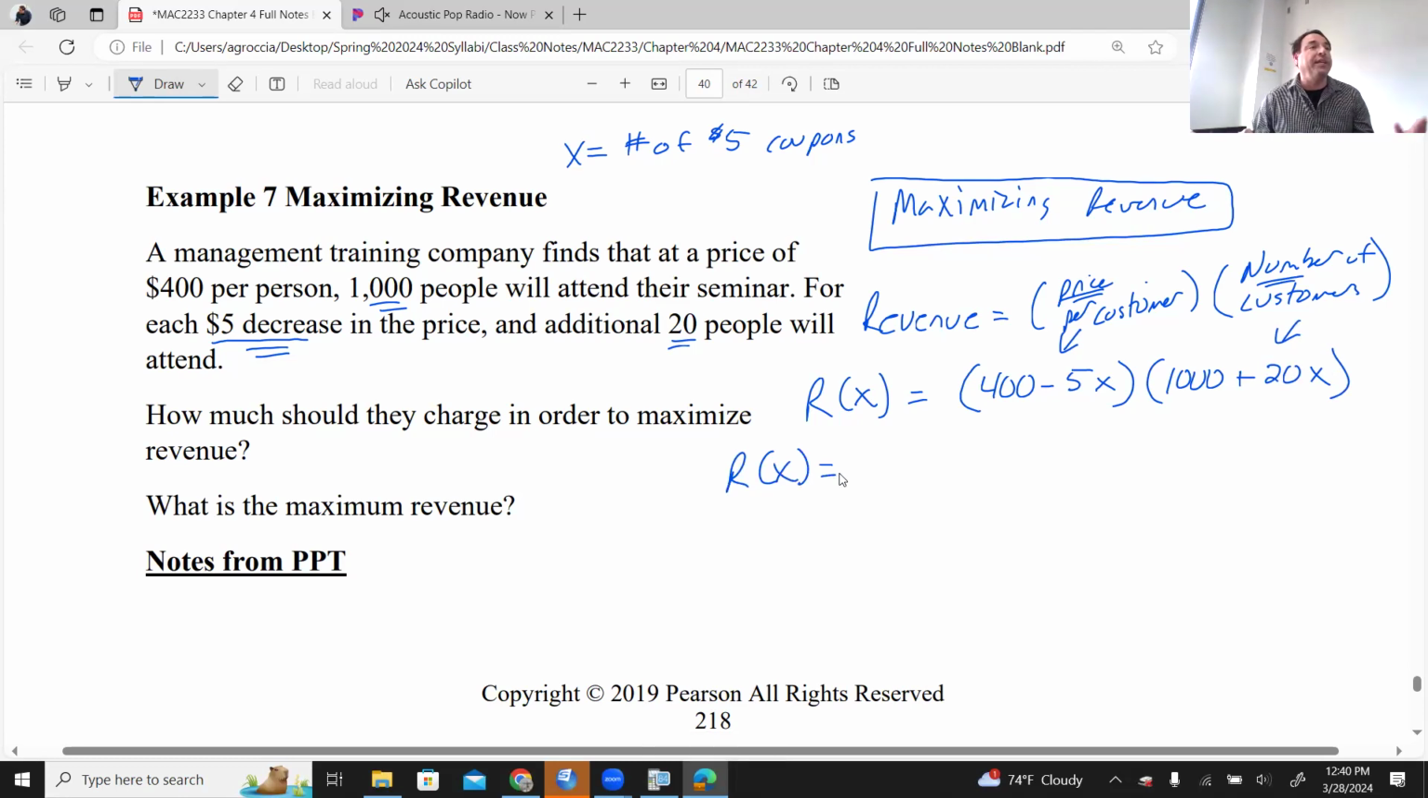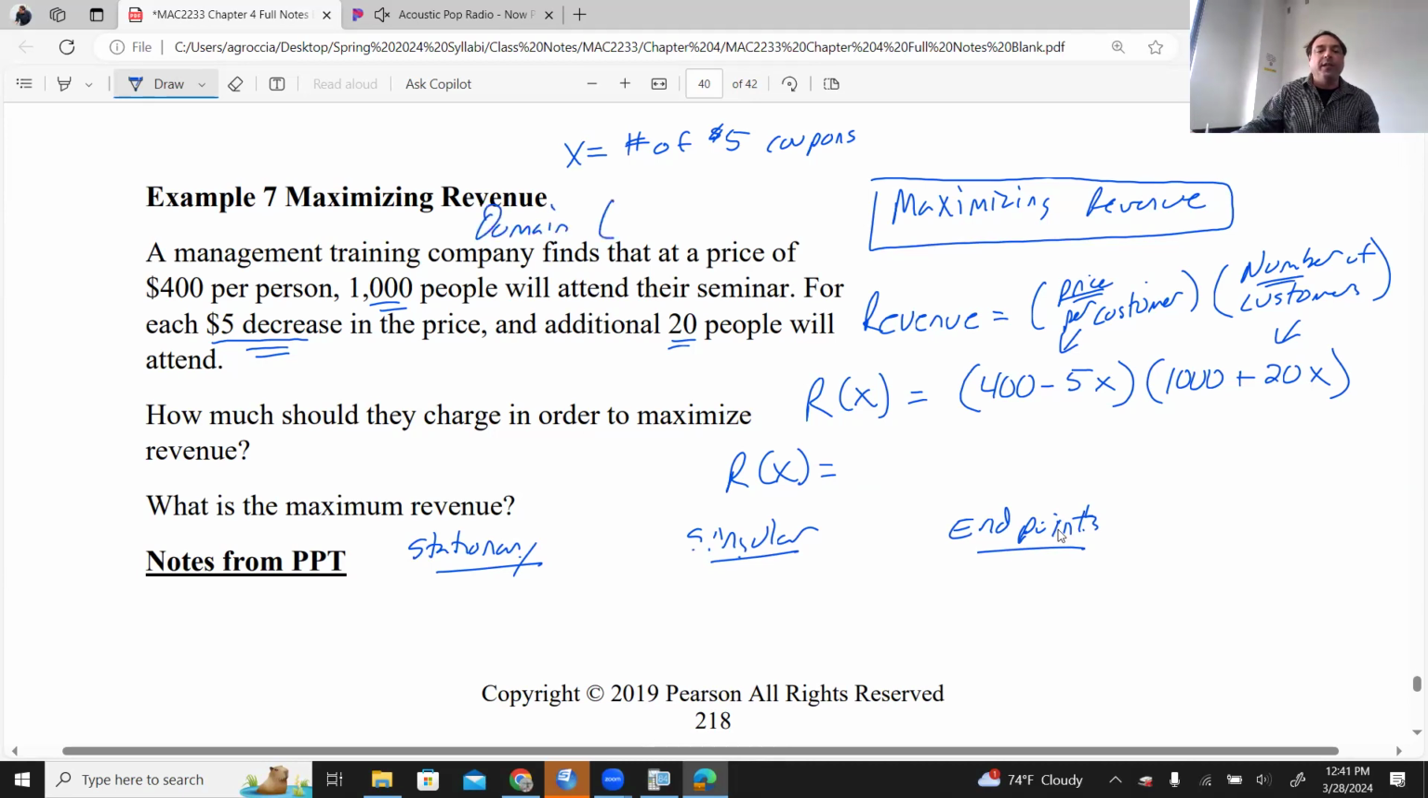But I'm using this as an opportunity to practice your algebra. So that's all I'm going to give you. You need to simplify it. Then you need to do stationary, singular, endpoints. But my concern, and why we're doing this one, is another application and to practice your algebra. If you can't simplify it, you're going to have some issues there. And I will add a domain. We've agreed within our company that we're only going to do up to 80 coupons. We're not doing any more than 80. So your domain is 0 to 80.